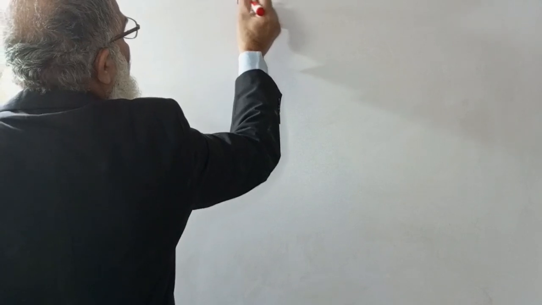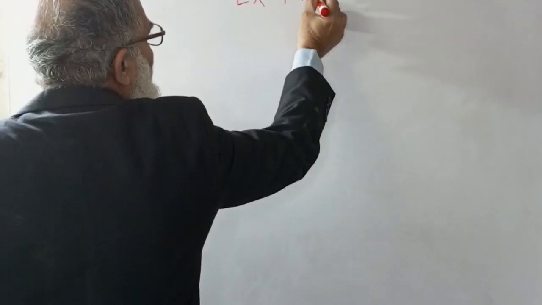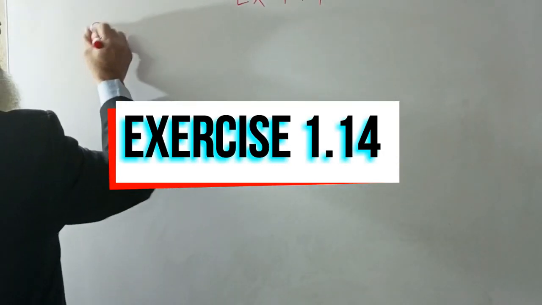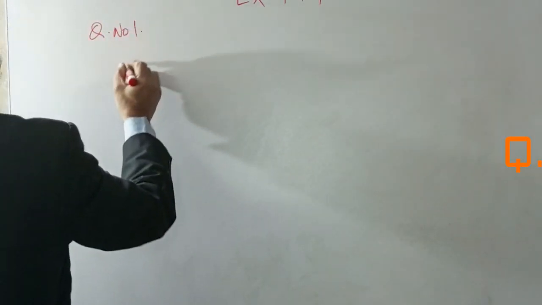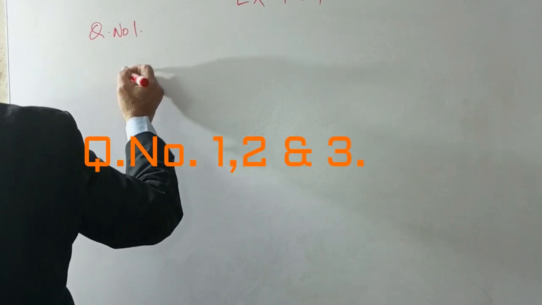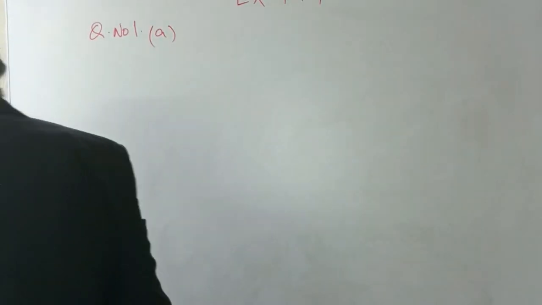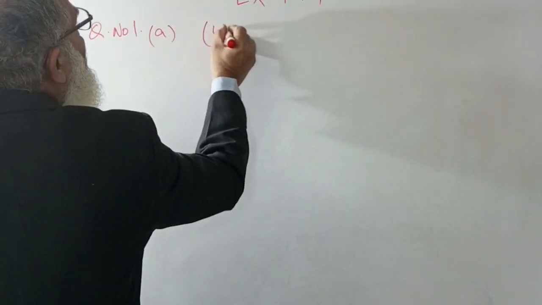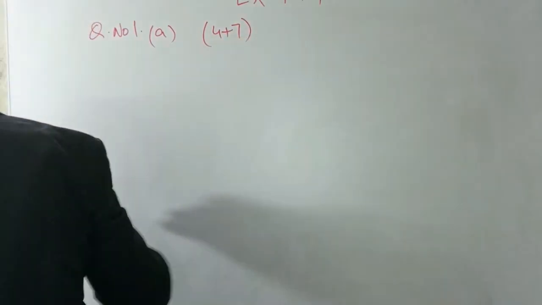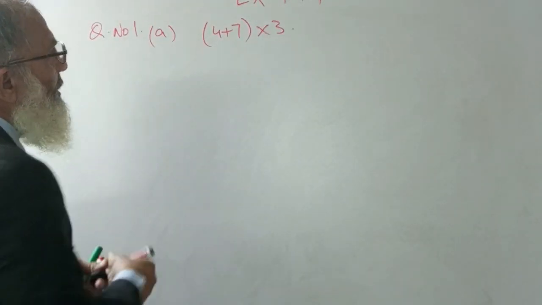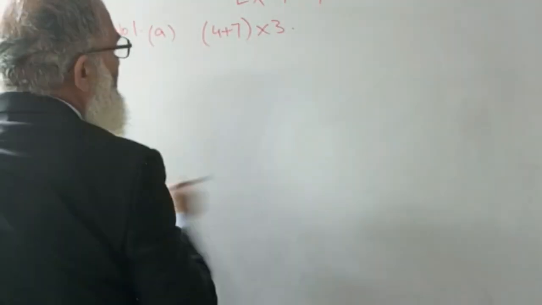So let us start our exercise, and that is exercise number 1.14. And let us start with question number 1, and we take part A. Dear students, it is very easy. 4 plus 7 multiplied by 3. Now straight away, just solve this bracket first.